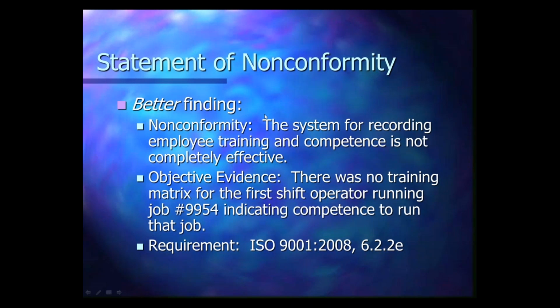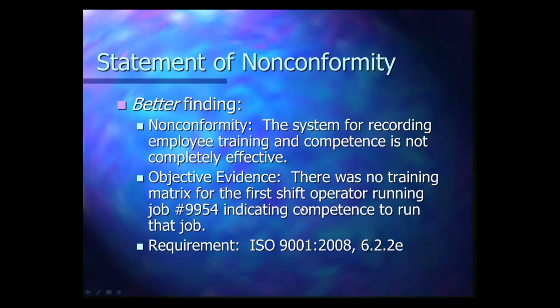A better way to write this finding: the system for recording employee training and competence is not completely effective. Supported by the objective evidence, there was no training matrix for the first shift operator running job 9954, indicating competence to run that job. So here we've separated our statement of nonconformity from the objective evidence, and this nonconformity statement is written at the system level. In fact, we even see the word system in the statement of nonconformity itself.